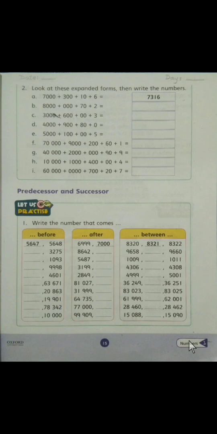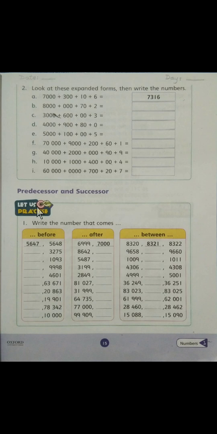So okay class, page number 15 is your homework. First look at question number 2. Look at these expanded forms, then write the numbers. In this exercise, you have to write the numbers of the expanded form. Like the first one is done for you. Here we have 7,000, 300, tens and 6. So we have to write this expanded form in a simple form. So you have to write 7,316. Okay, so the remaining is your homework. You have to do this homework at your home by your own.